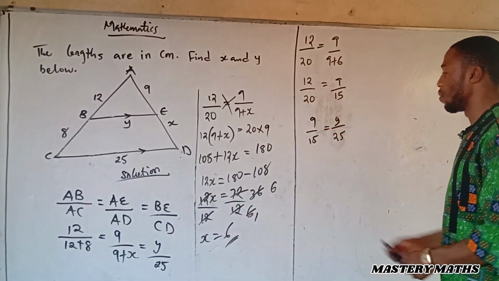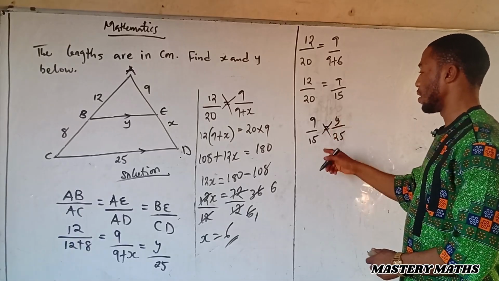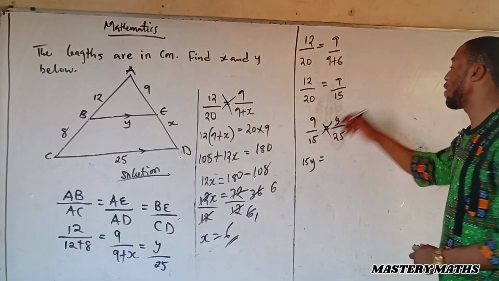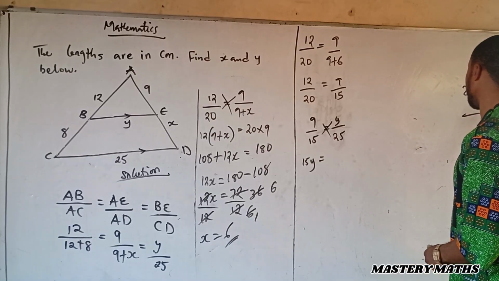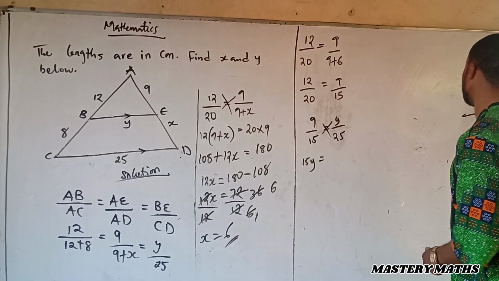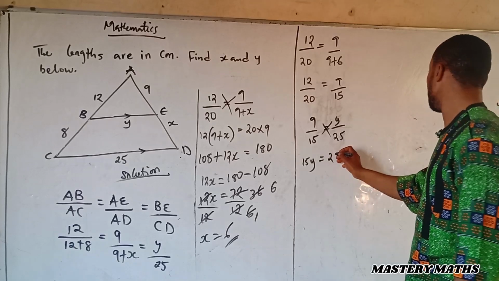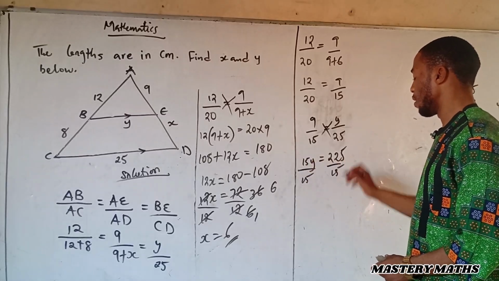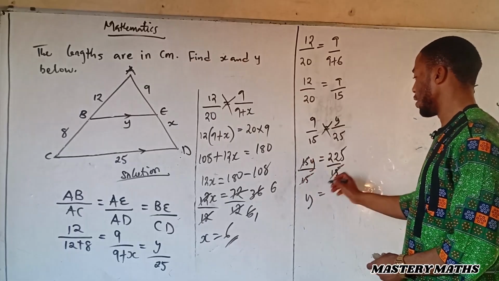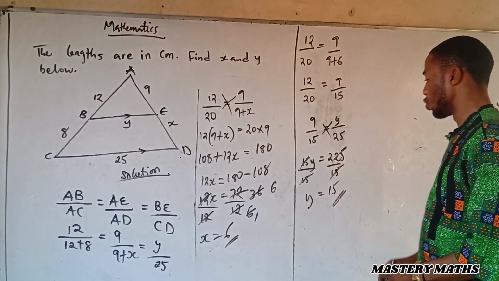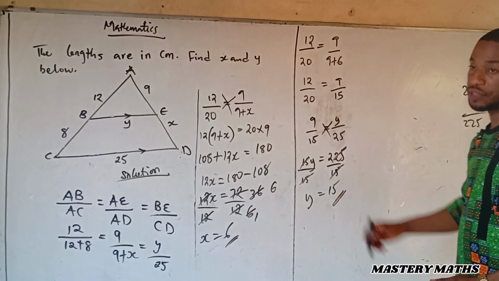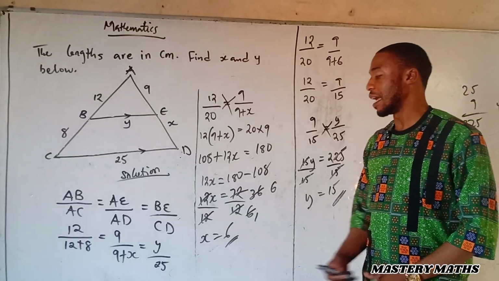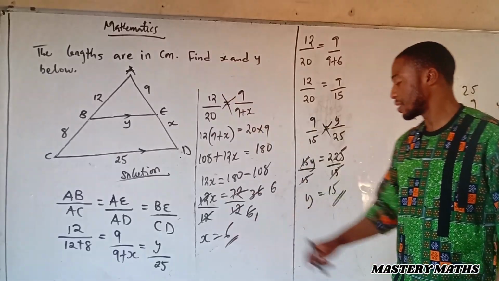Now in order to solve for y, we'll cross multiply here. You say y times this is 15y, and on the other part you have 25 times 9, which is 225. Now you divide both sides by 15. This cancels this, it is y. This into this is 15. So our y is 15. You see it now? So y is 15 and x is 6.